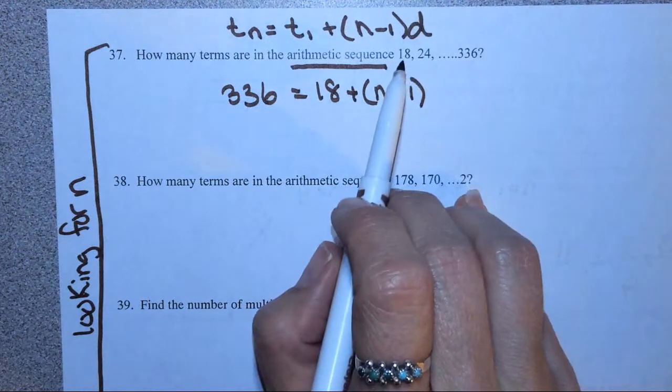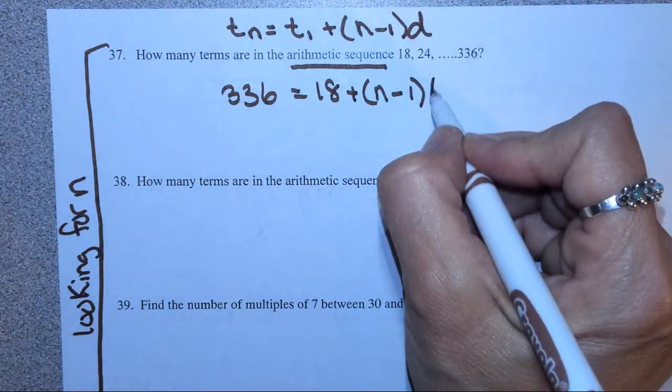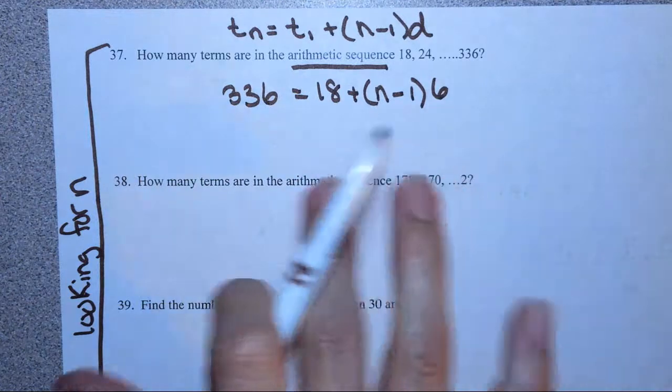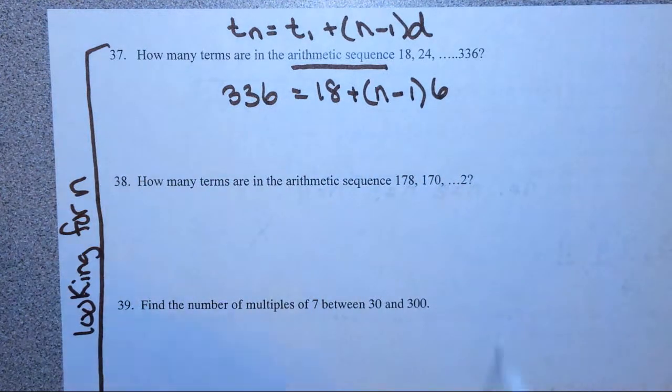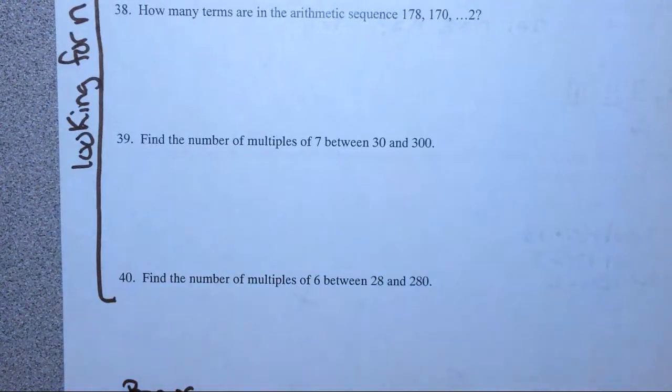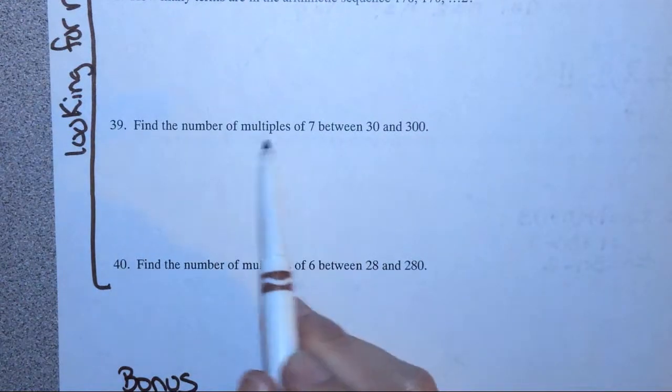So what am I having to do to 18 to get to 24? I'm having to add 6. And then you distribute the 6 and you solve for n. So I'll let you finish that one. 38 works the same way. 39 is a little bit different because it's asking about multiples.